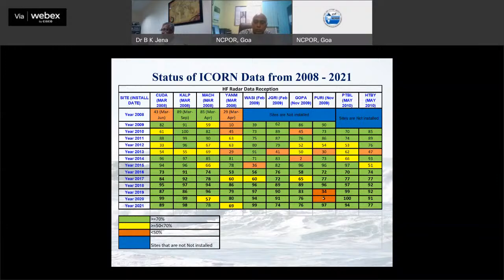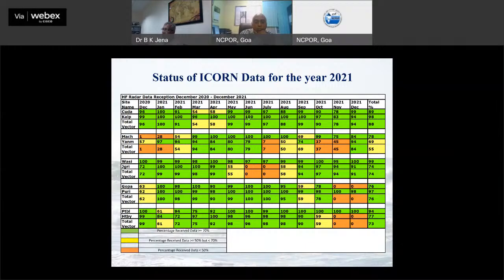Puri was hit twice by a cyclone, and data was there up to the landfall points. Then Port Blair and Hut Bay. If you see, our data return in recent years is very good, I can say. And this is the last year's status, from December 2020 to December 2021. And this is the total. Total means our two-dimensional data; this is the percentage. I have taken green as more than 70%, yellow as 50 to 70%, and red as less than 50%.